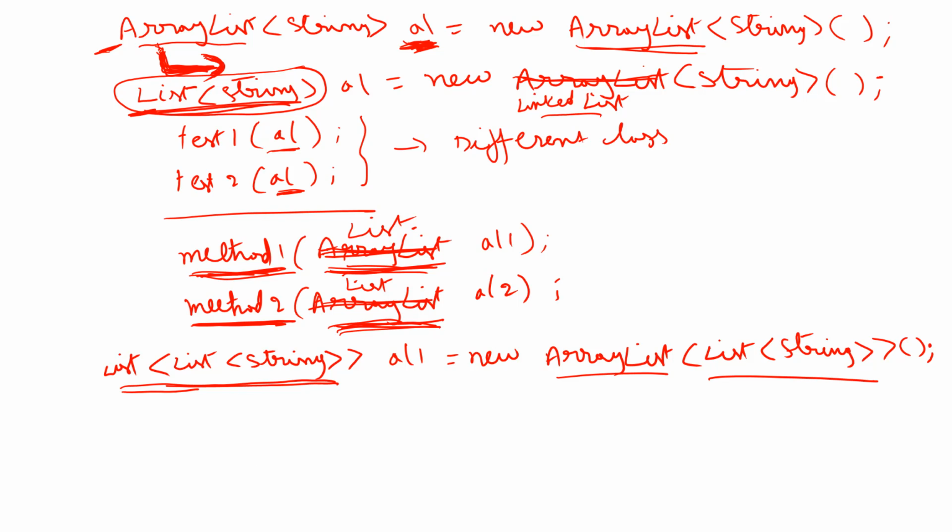Let's say I have created an array list like this. Okay, I am using the class name here. So ArrayList of String AL equals new ArrayList of String.